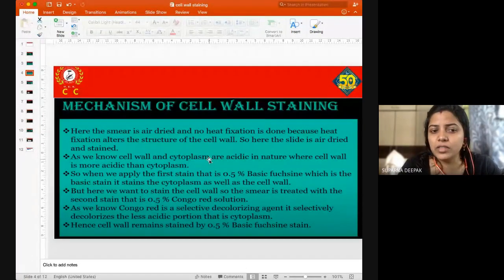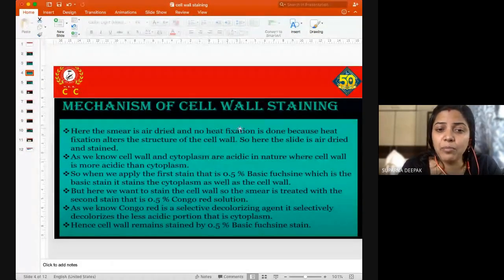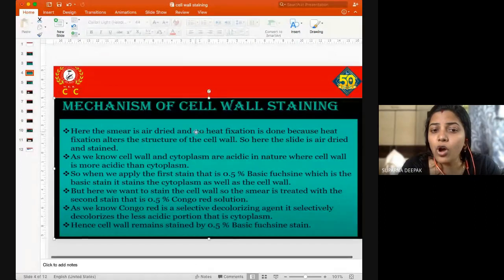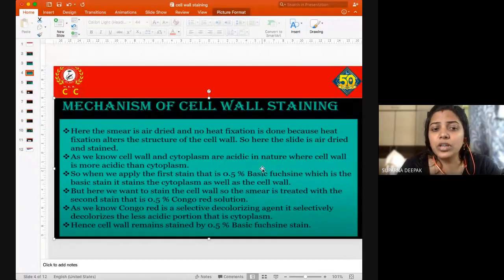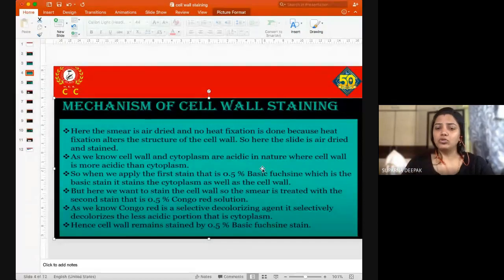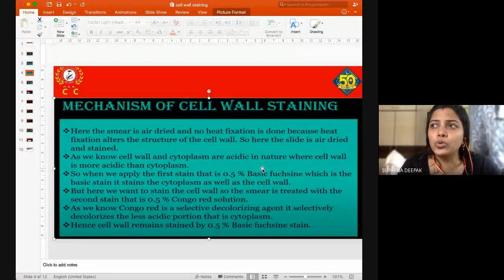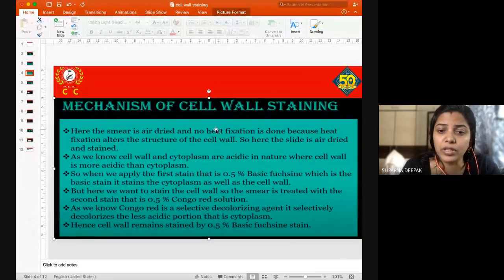So the smear is air dried, and very, very important, this smear will not be heat fixed. Usually, whenever we make any smear, we move it over the flame 2, 3 times so that the cells get fixed onto the slide. When you give a wash, the cells should not get washed away from the slide, so it is needed that you fix them. But in case of cell wall staining, heat fixing is not to be done. Why? Because when you heat fix it, it will alter the structure of the cell. That is a very important thing here. So the slide has to be only air dried and stained.